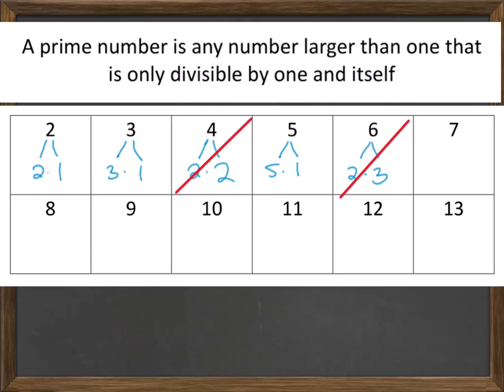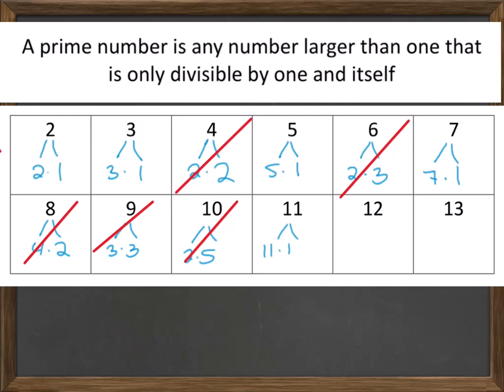Let's keep going. 7 is just 7 times 1. Nothing else goes into 7, so it is prime. What about 8? Well, we already know that 8 isn't prime because it's divisible by 4 and by 2. What about 9? Well, 9 is 3 times 3. So again, 9 is not prime. What about 10? Well, 10 is 2 times 5. Definitely not prime. What about 11? 11 is just 11 times 1. Nothing else goes into 11, so it is prime.